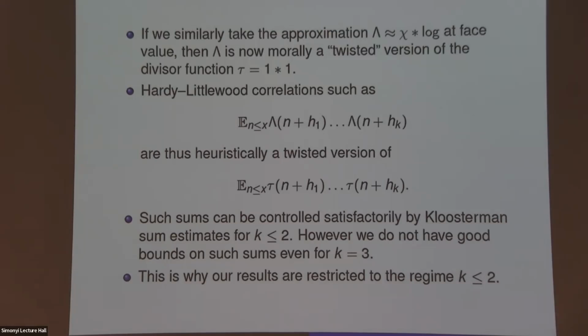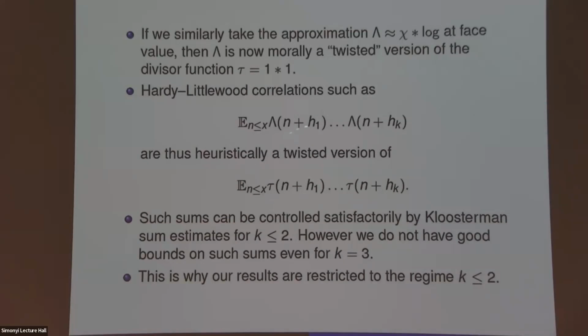Okay, but anyway, if you buy into all those heuristics, then once you have a Siegel zero, a Hardy-Littlewood type k-fold correlation on von Mangoldt, which is notoriously difficult, should somehow reduce in strength to instead a k-fold correlation of the divisor function, which is a better function.